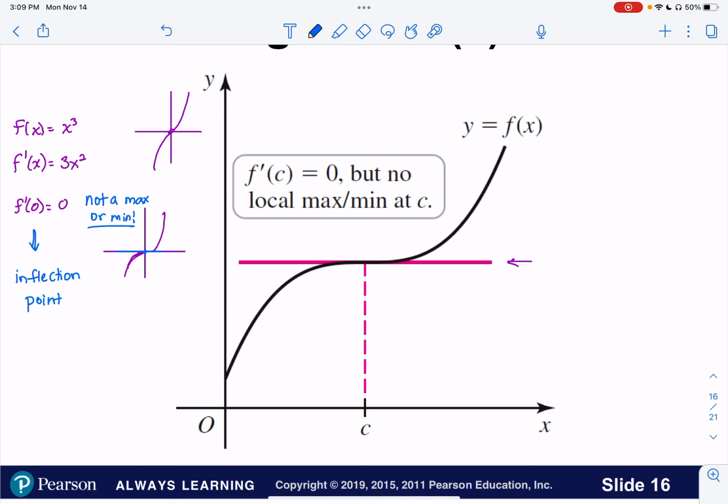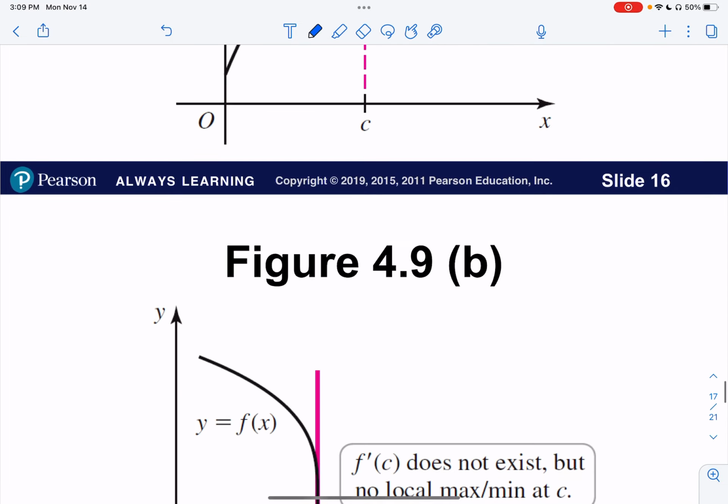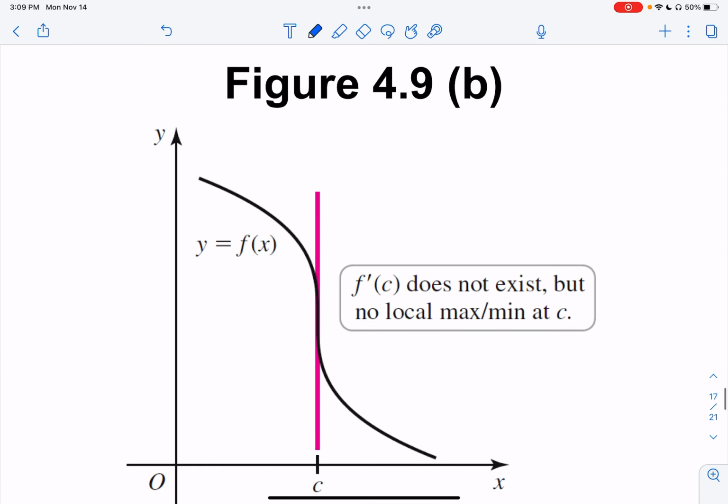All right. Let's see what else we have. Similarly here on this graph, this looks like maybe a cubic or a cube root type function. We have that the slope f prime of c does not exist because we have a vertical line, right? That's why. But you can see, again, there's no local maximum or minimum at c.